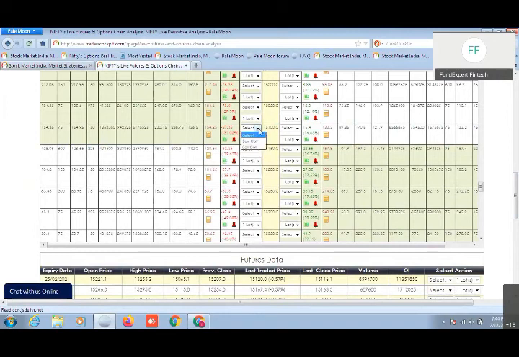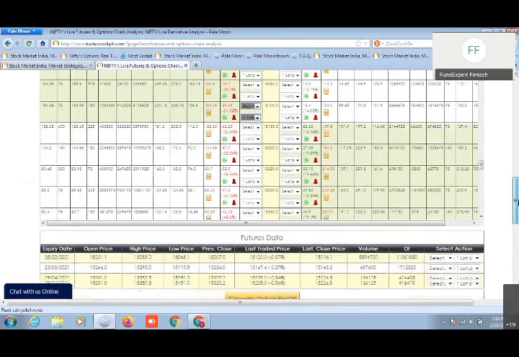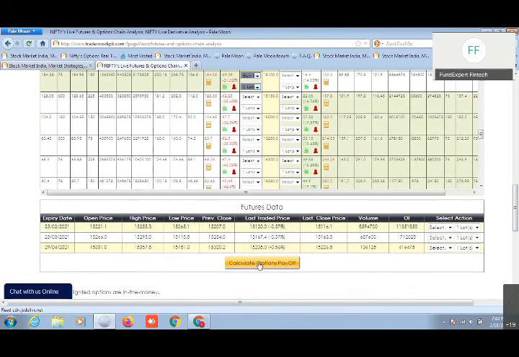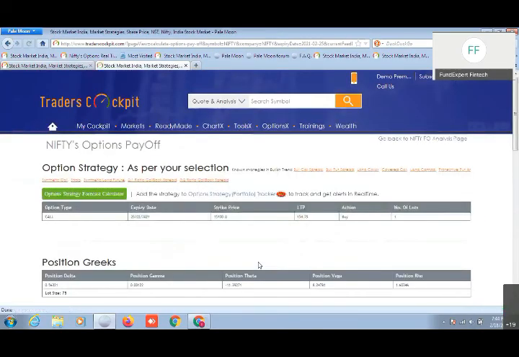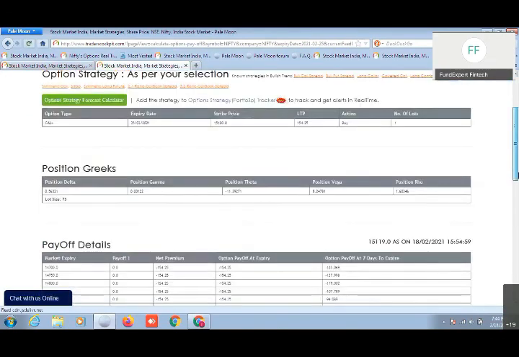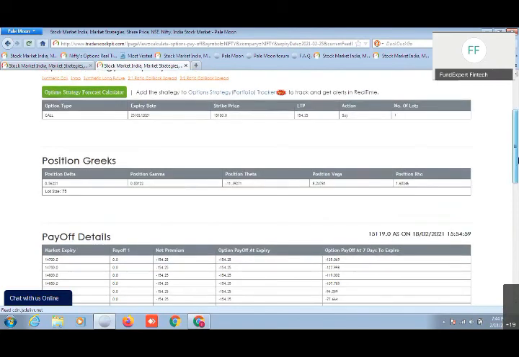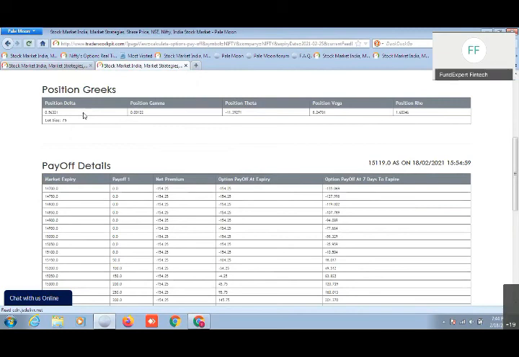That action you can select here, whether you want to go for a buy or whether you want to go for a sell. That action you can select here, and also the number of lots too. Suppose I take one lot only, and buying a simple vanilla call option here. Then click on this calculate option payoff. When you click on the option payoff button, it will take you to the next page, where same thing, it will show you the premium value, and also it will show you the option Greeks for that particular strike price.